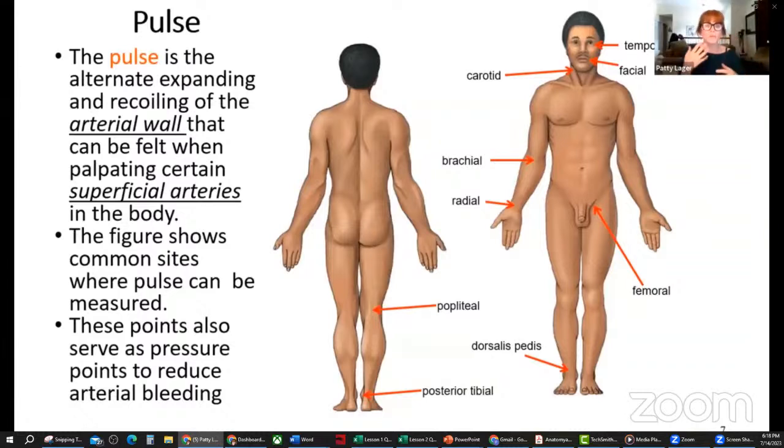So it's good to know where multiple arteries are found, in case you have a patient without arms or a patient with bandages. And then behind the knee we have the popliteal artery. This artery is also used to measure blood pressure in some cases.